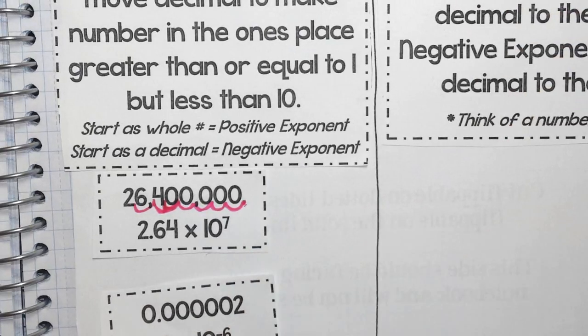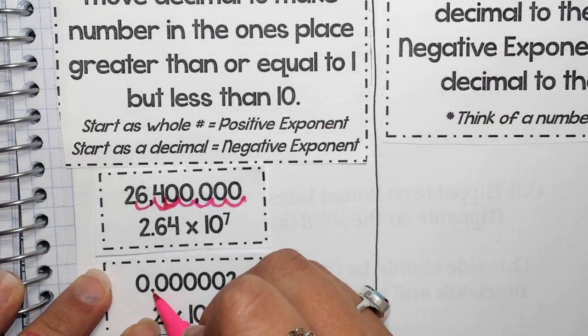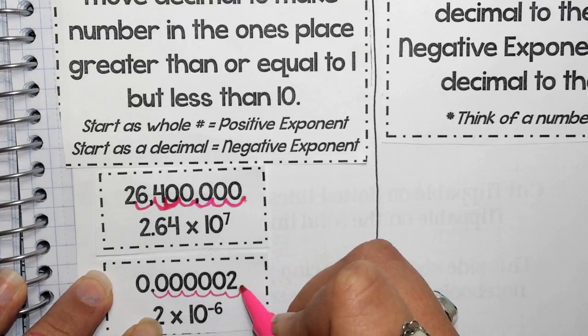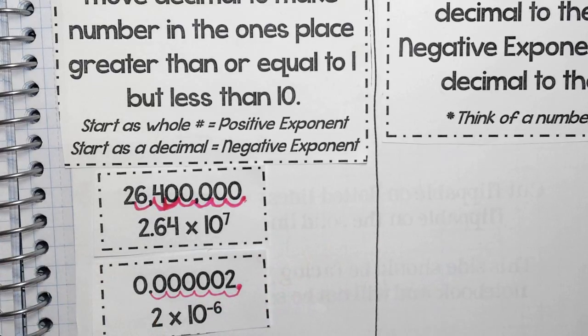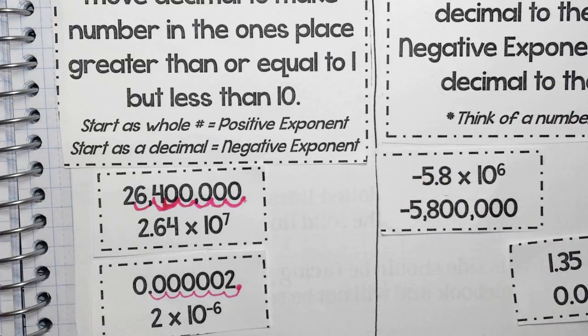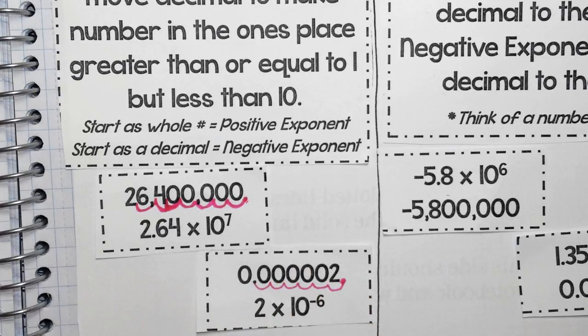Standard to scientific, yes. And it's negative because we started as a decimal. And you would move it 1, 2, 3, 4, 5, 6 places to the right. And the other one, that's why it's negative. So the other two are what? Scientific to standard. Good. Glue those in so we can take our notes, and we can practice some problems.